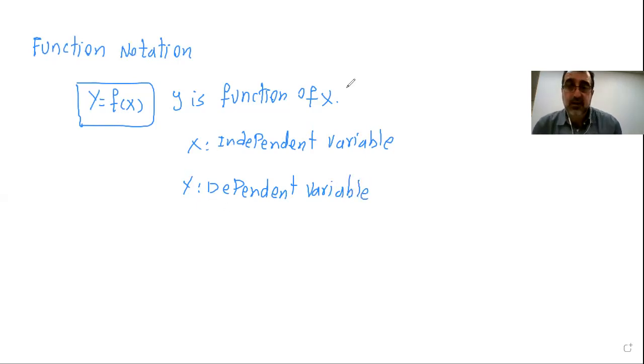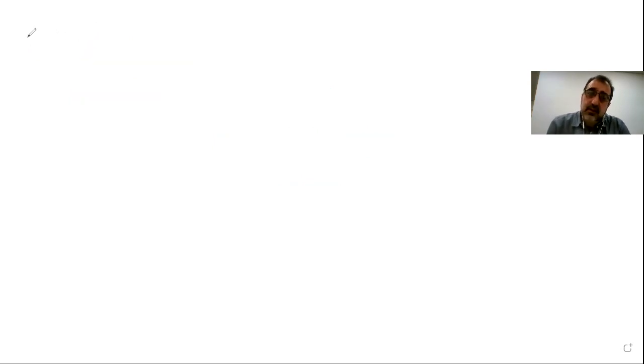Now, how can we test, by having a graph of a function, how do we know whether the given graph is a function or not? We have a concept called the vertical line test, like this.